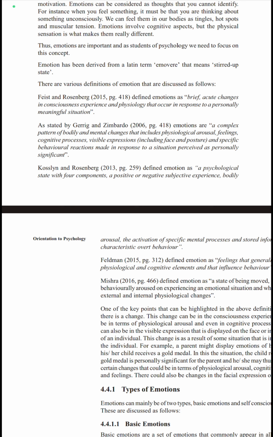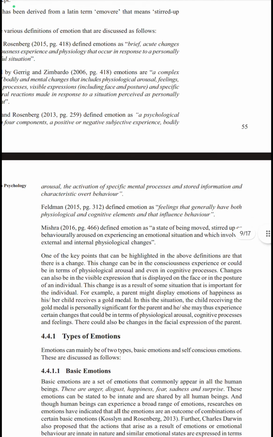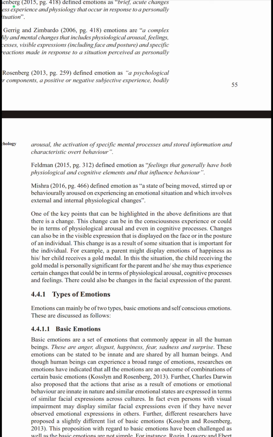Now the others are similar explanations. You can read the explanation by yourself. I'll start now. Okay, so I've sorted out several definitions of emotion. So emotions involve cognitive aspects, but the physical sensation, yeah, we've done this. Emotion is a change in consciousness experience, physiological arousal, or cognitive processes that is visibly expressed on the face or on the posture of an individual, that is a result of some situation that is important for the individual. So this is my definition of emotion. Of course it's self-made, so I'll provide it to you in the notes, so I don't need to repeat it again.